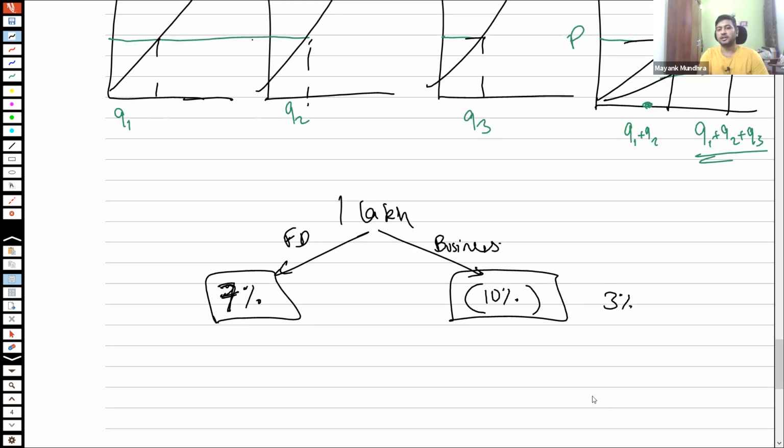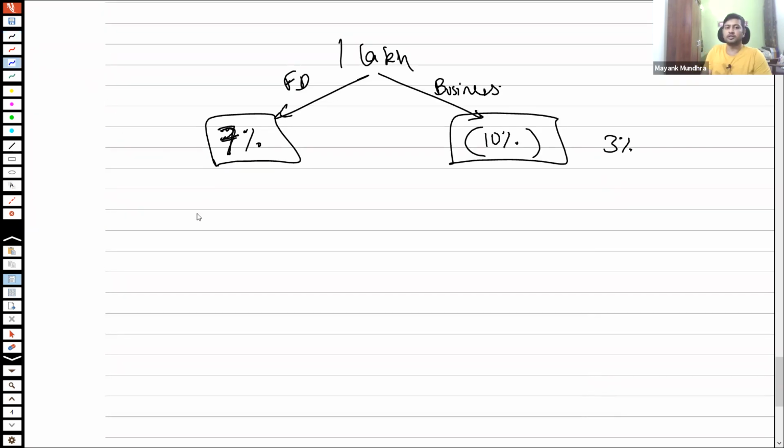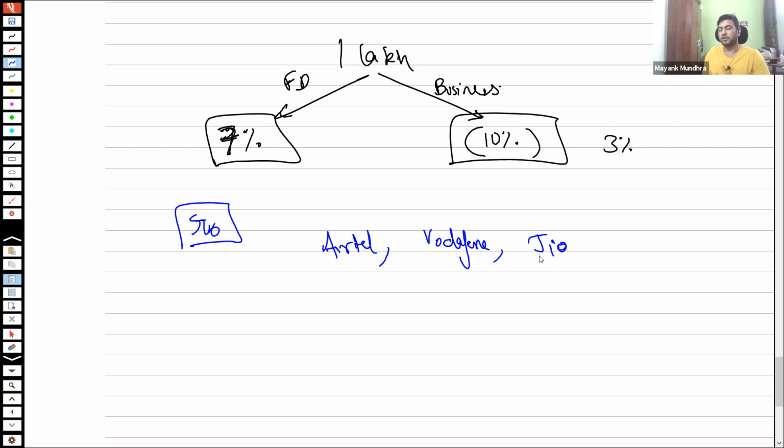So similarly, when you talk about this pi naught term, where firms decide not to enter, imagine the telecom industry, right? The telecom industry has, let's say, Airtel, you have Vodafone, you have Jio, okay? You have BSNL for its part. The government believes BSNL is also here. So yeah, you have these 4 players.